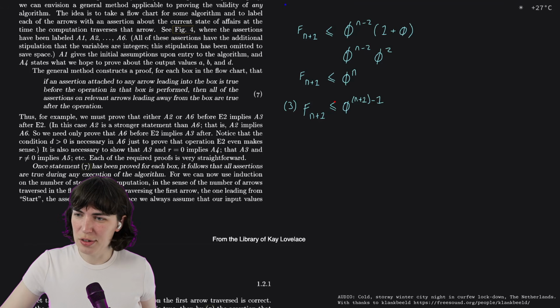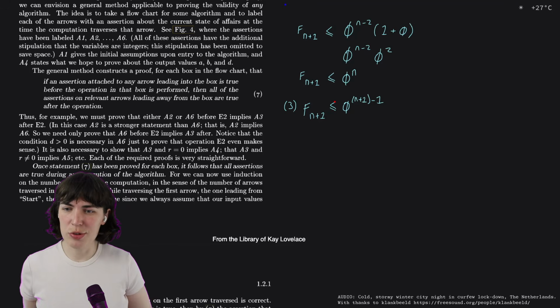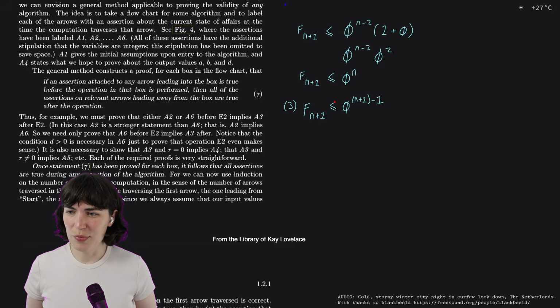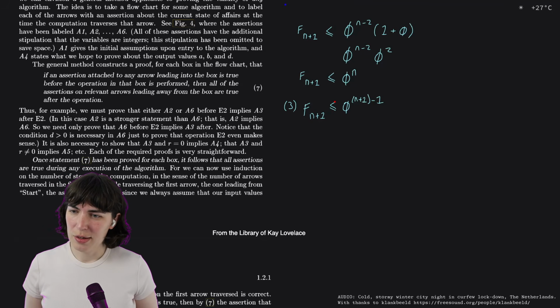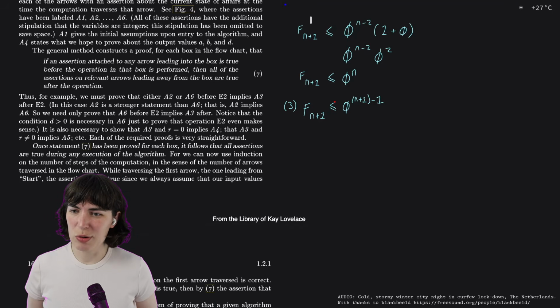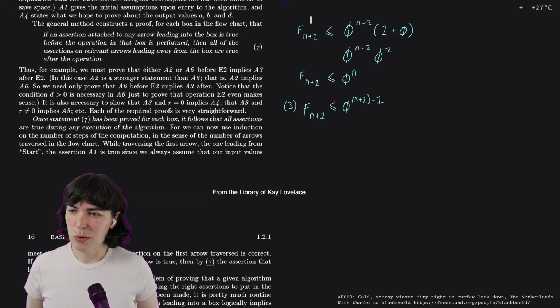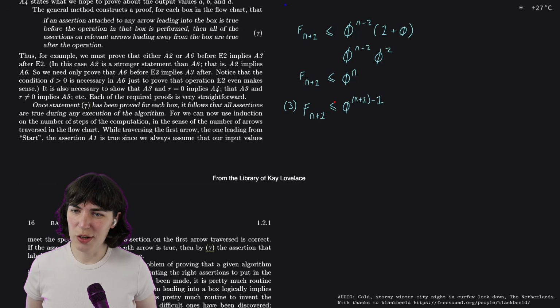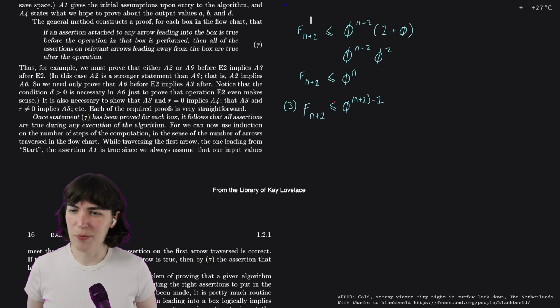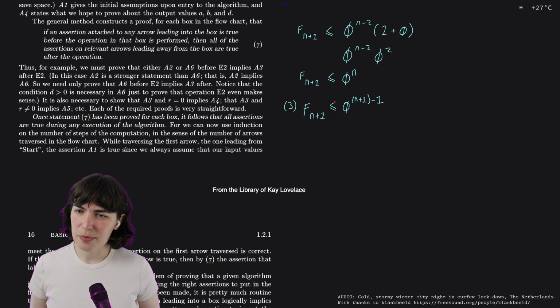Notice that the condition D is greater than 0 is necessary in A6 just to prove that operation E2 makes sense. It is also necessary to show that A3 and R equals 0 implies A4, and that A3 and R is not equal to 0 implies A5, etc. Each of the required proofs is very straightforward. Once statement 7 has been proved for each box, it follows that all assertions are true during any execution of the algorithm.